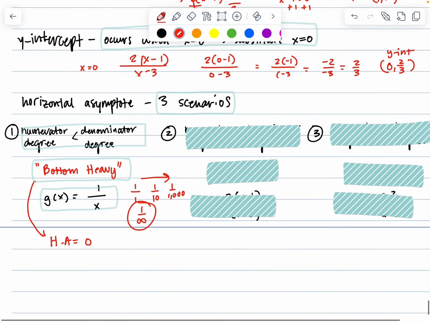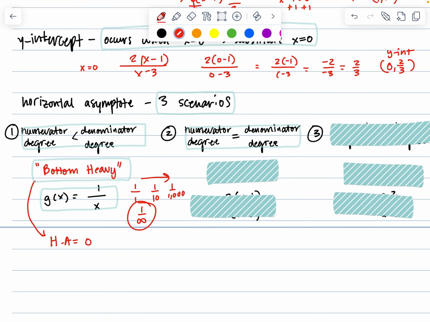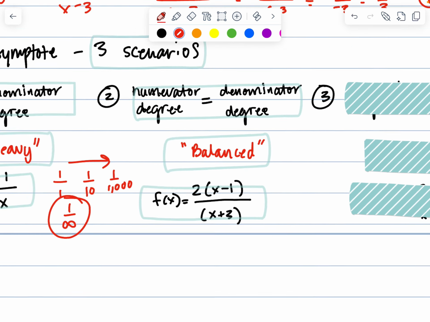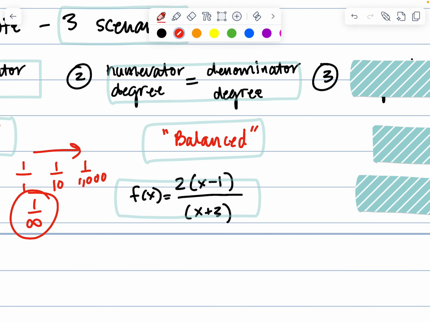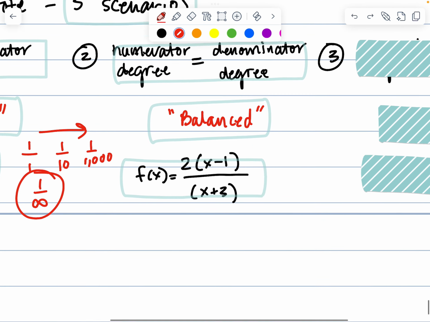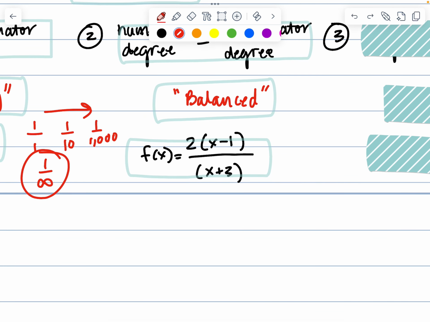The second scenario that we need to know is if they are actually equal to each other. If the degree of the numerator is equal to the degree of the denominator, this is a balance. And in this particular case, like we just had, we see the degree here is 1, and the degree here is also 1. So this is a balanced function. It's kind of like considering this. What if I rewrote this? What if x was equal to infinity?